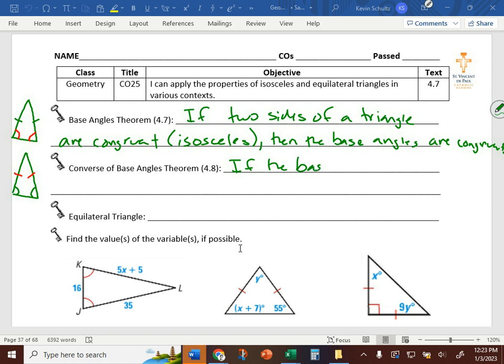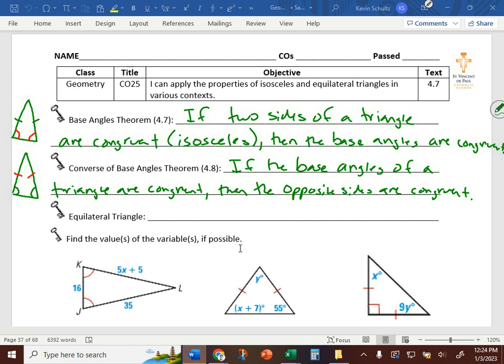if the base angles of a triangle are congruent, then the opposite sides are congruent. Okay?